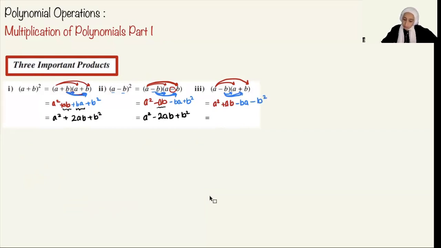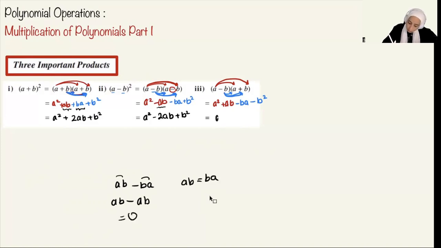Now, again, like we said, ab minus ba is the same as saying minus ab, because flipping their order doesn't matter. They both mean exactly the same thing. ab is equal to ba. All right, so then this gets 0. These cancel out, so we end up getting a squared minus b squared.